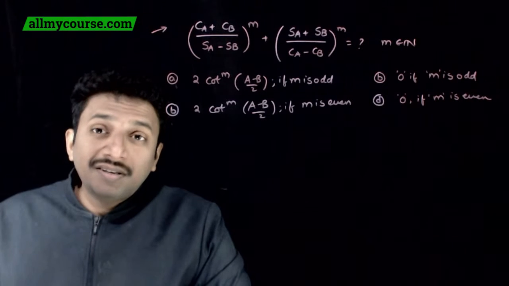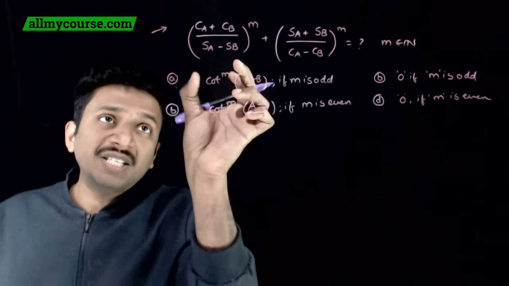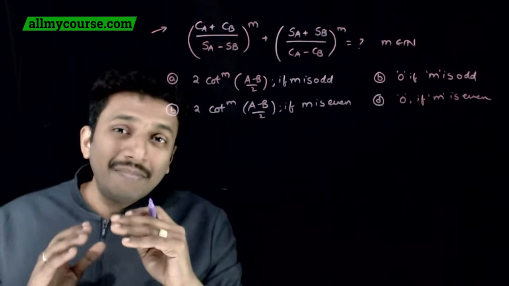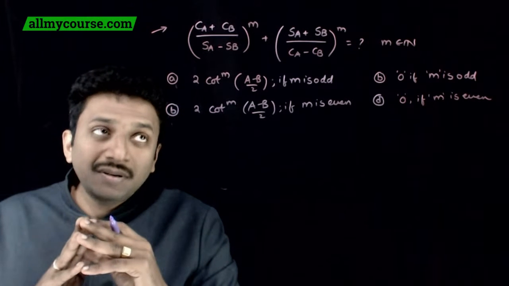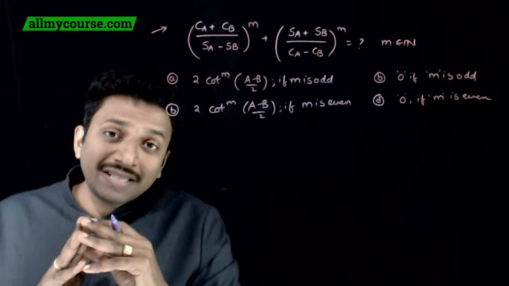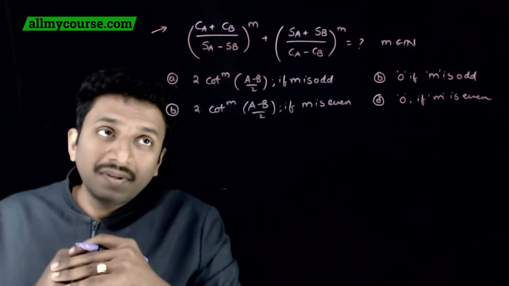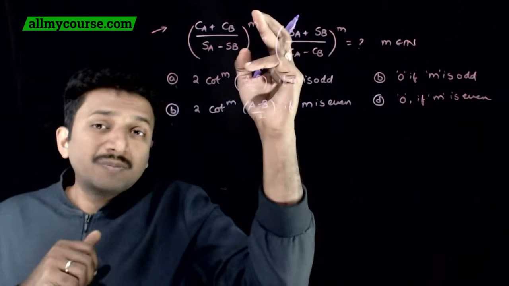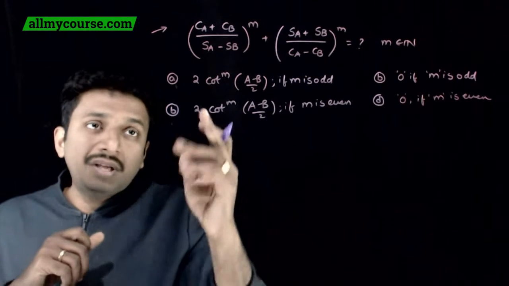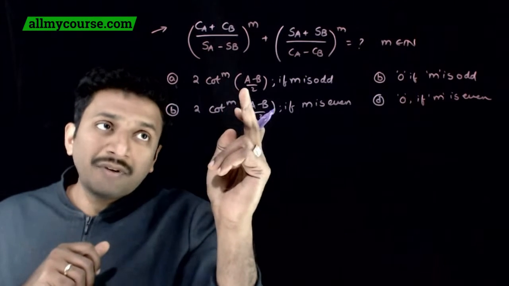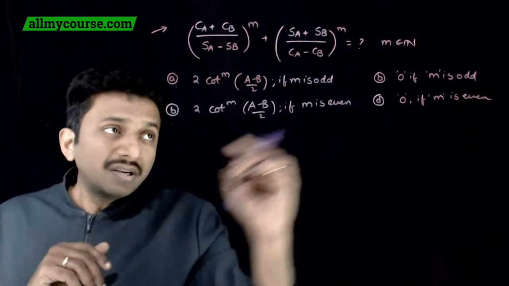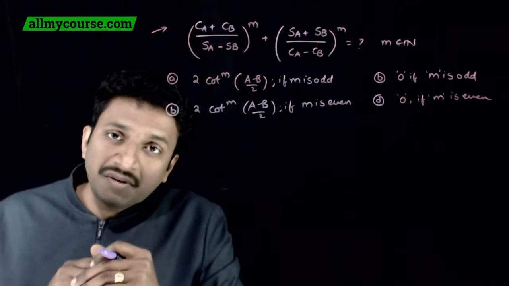So welcome students. In this question, given the expression (cos A + cos B)/(sin A − sin B) whole power m plus (sin A + sin B)/(cos A − cos B) whole power m is equal to what? If this power is a natural number, you're given four options: 2 cot^m((A − B)/2) if m is odd, if m is even, 0 if m is odd, 0 if m is even.